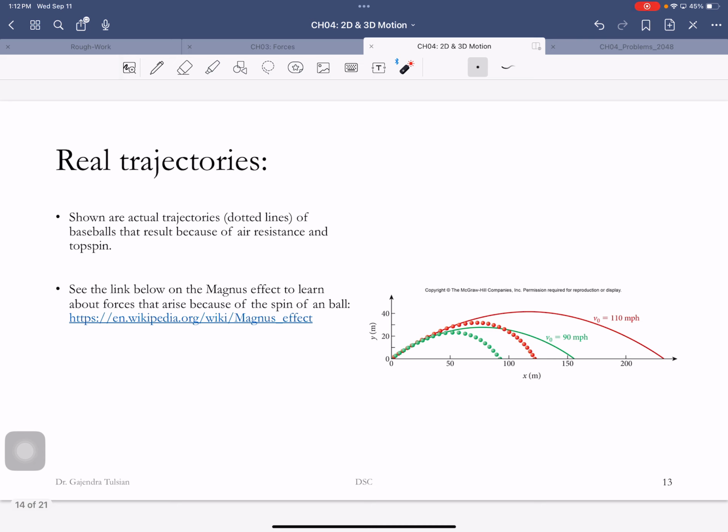So of course, in real life, there's plenty of drag present. So here are real baseball trajectories. This would be the parabolic trajectory, but there's the real trajectory. So this is a ball with top spin actually. So for instance, this could be tennis balls and stuff like that.